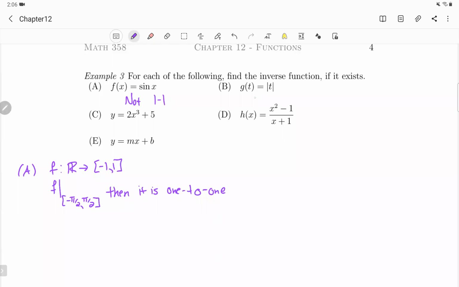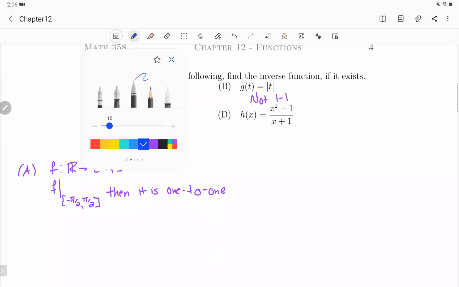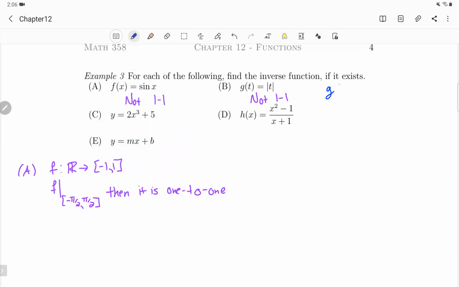What about B? Why do you say no? Yeah, we did already say this is not one-to-one. Give me an example of two things that are different inputs but have the same output. Absolutely, -1 and 1 have the same output. So it's not one-to-one, so it doesn't have an inverse. All right, now C, what do you say?